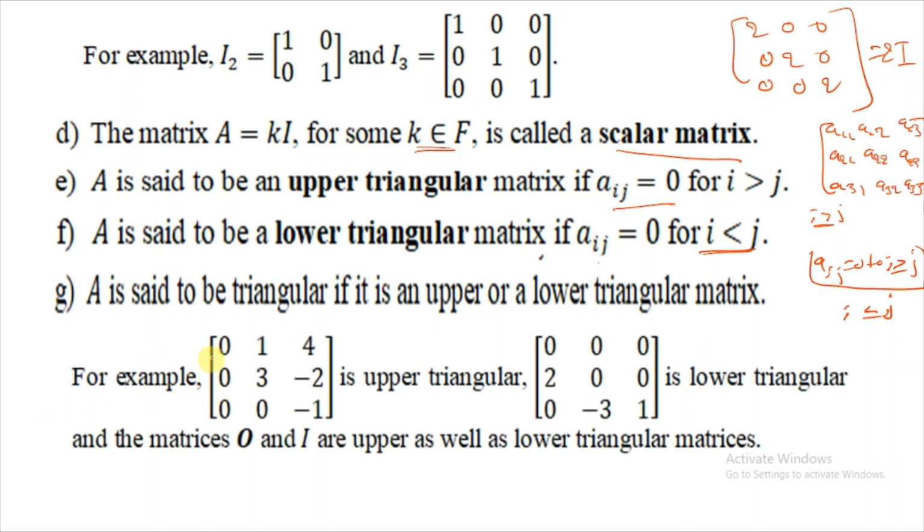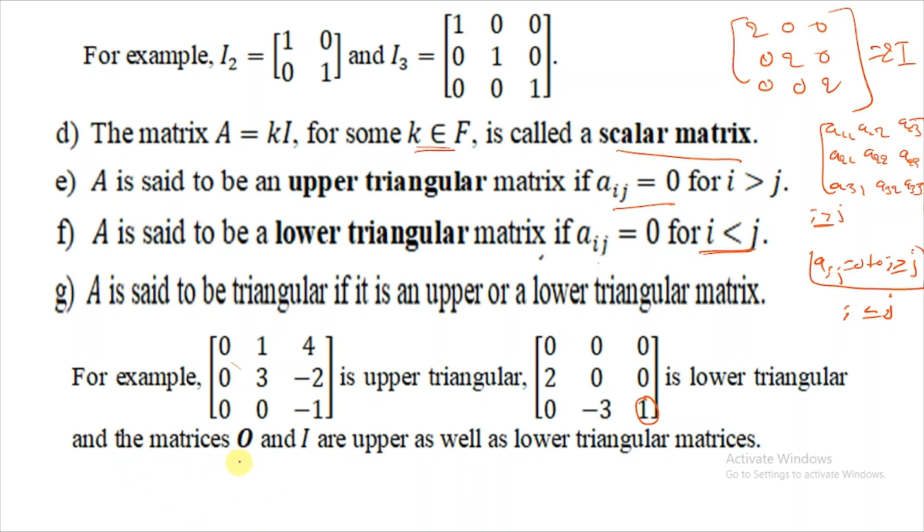For example, this is an upper triangular example. Below diagonal elements are 0. The diagonal may be 0 or non-zero; that doesn't matter. But below diagonal elements must all be 0. This is a lower triangular. Suppose this diagonal term is also 0, then it is a strictly lower triangular matrix. And the matrices 0 and I are upper as well as lower triangular matrices.